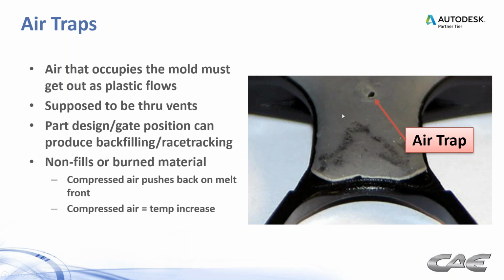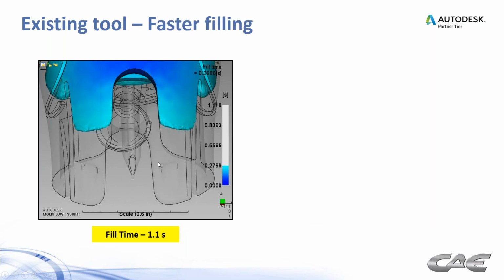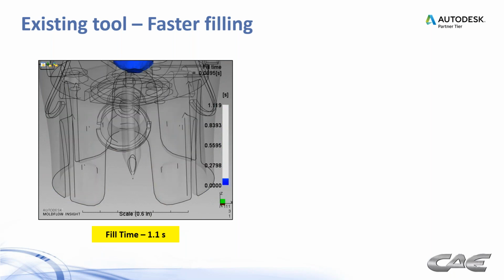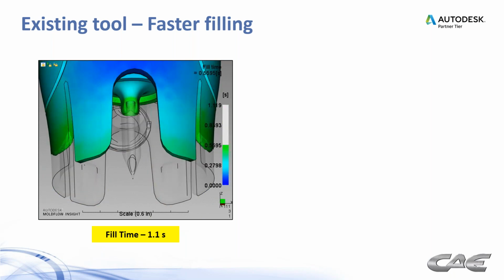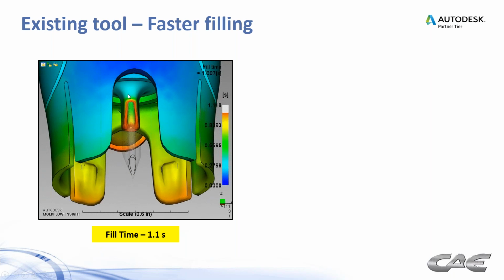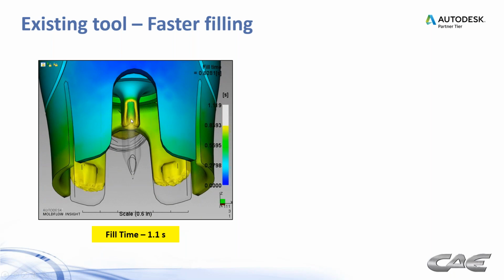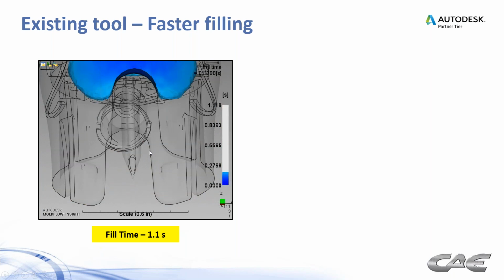In the case of short shots, it's the compressed air pushing back the buildup of pressure in that area, pushing back on the melt enough to keep it from filling. So here's a case of an air trap in an existing mold. This is a part design issue. This is a medical part with a cannula in the middle. So part design change wasn't much of an option here.